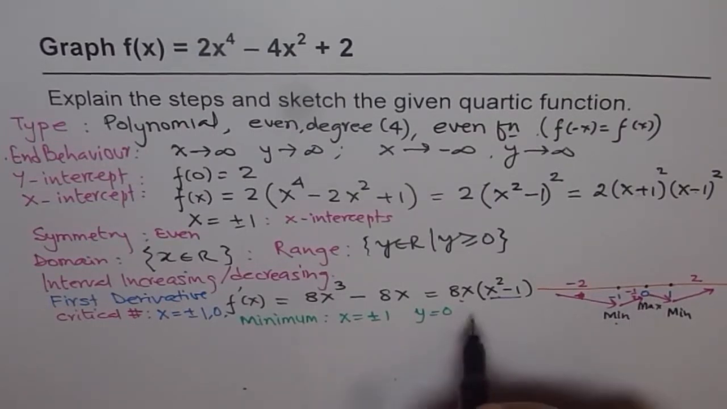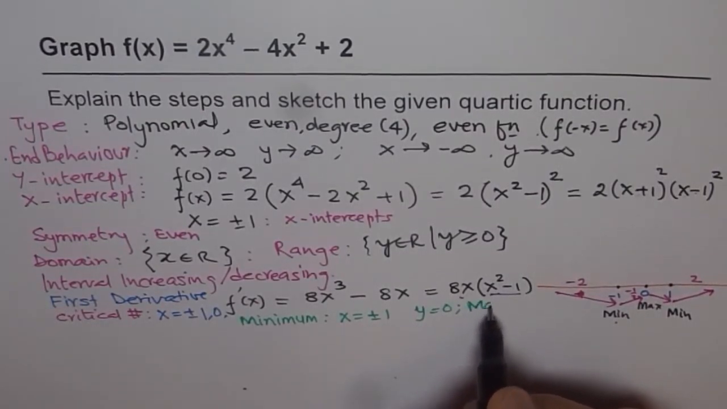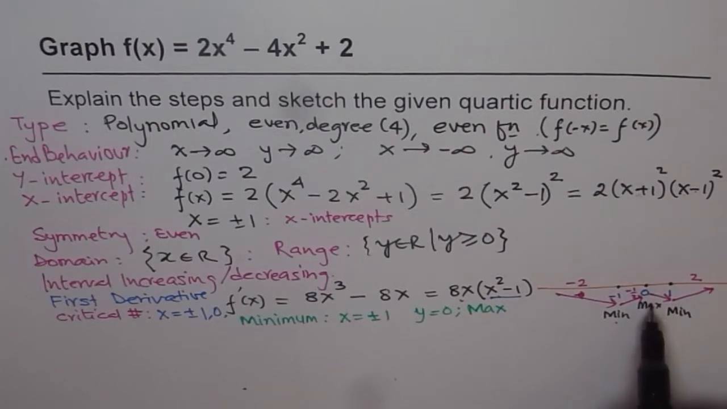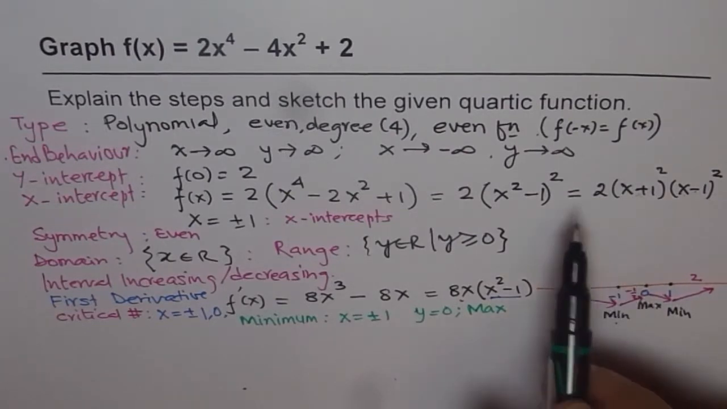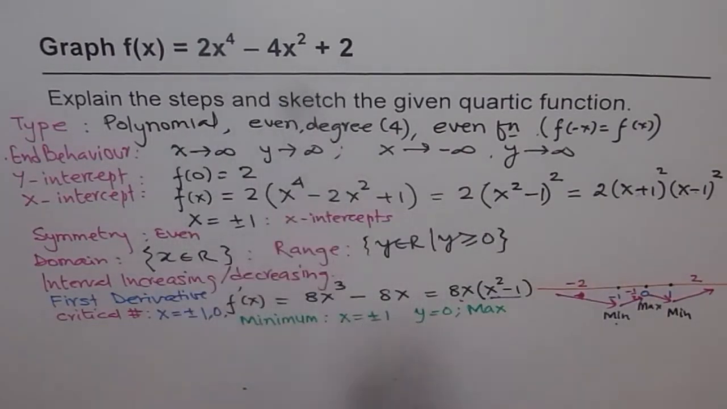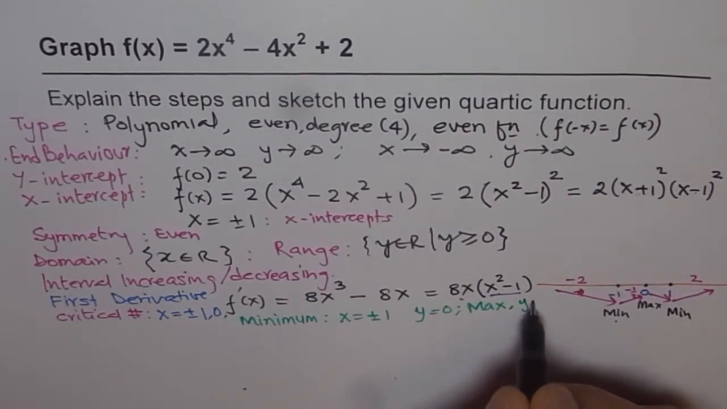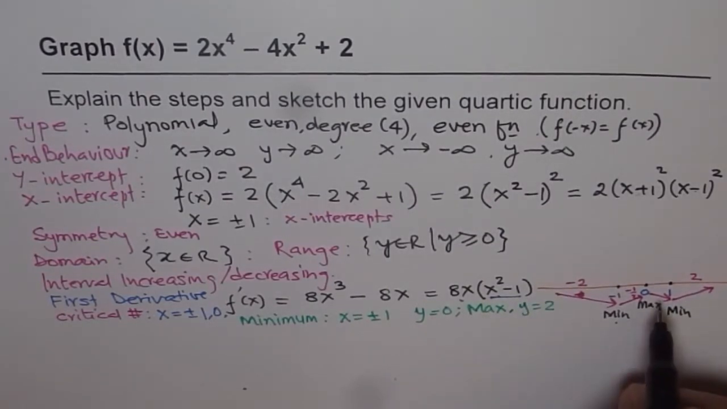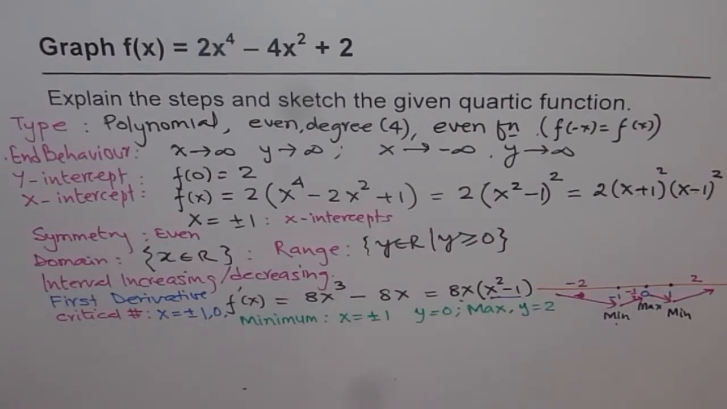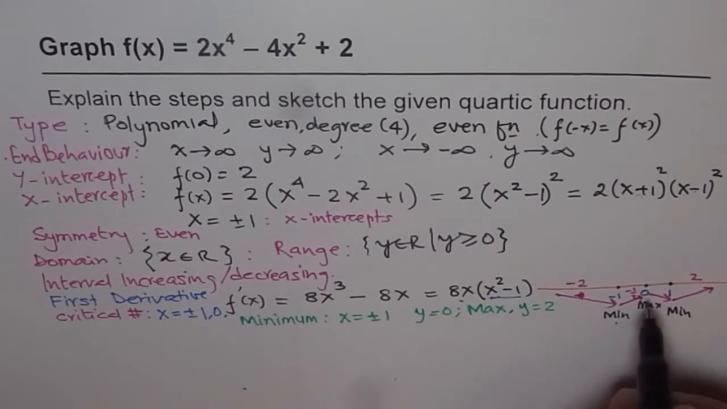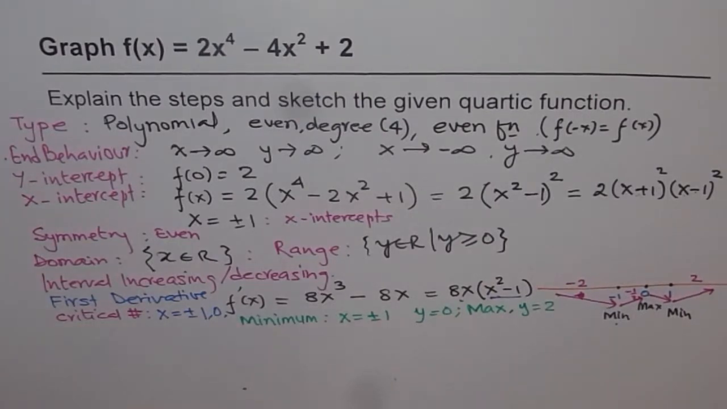How about the maximum value? So the maximum value for us is at x equals to 0. So if I write x equals to 0, here I get 2. So the maximum value is y equals to 2. Do you see that? At x equals to 0, right? So that is the maximum value. So maximum is at x equals to 0. Okay, so you got maximum and minimum from f dash x.